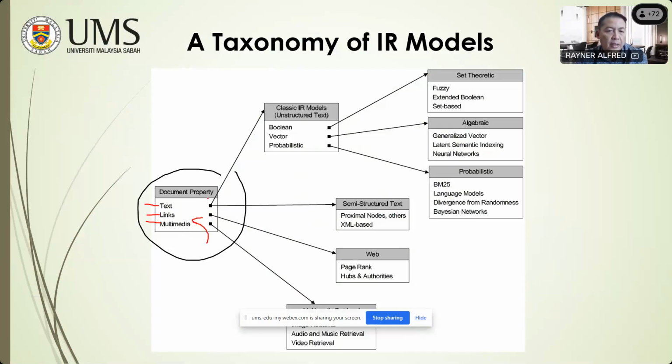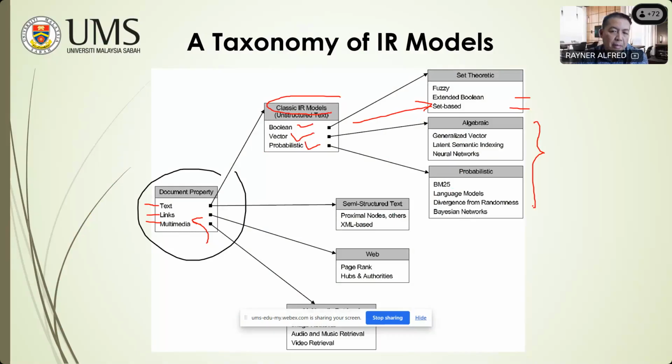So if we look at the text and link, we are looking into the classic IR model. So we are looking at the Boolean, the vector, and probabilistic. For this one, we will go further. So we will look into the set base, extended Boolean, and so on. We will go into this direction. Of course there are so many other methods here, but we want to build a basic foundation for you to at least know what are the earlier models, and what are the most common models that they use nowadays.